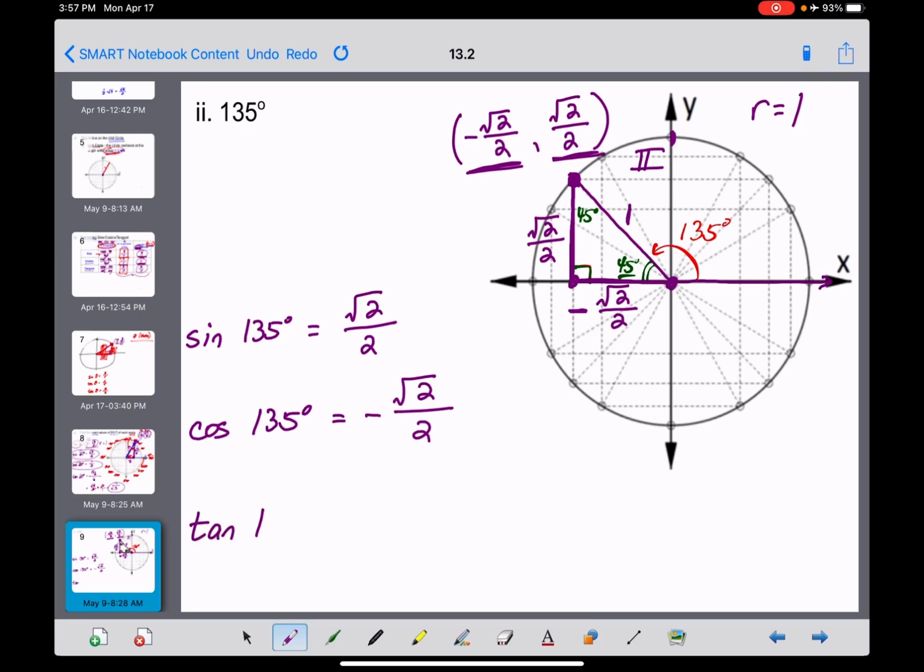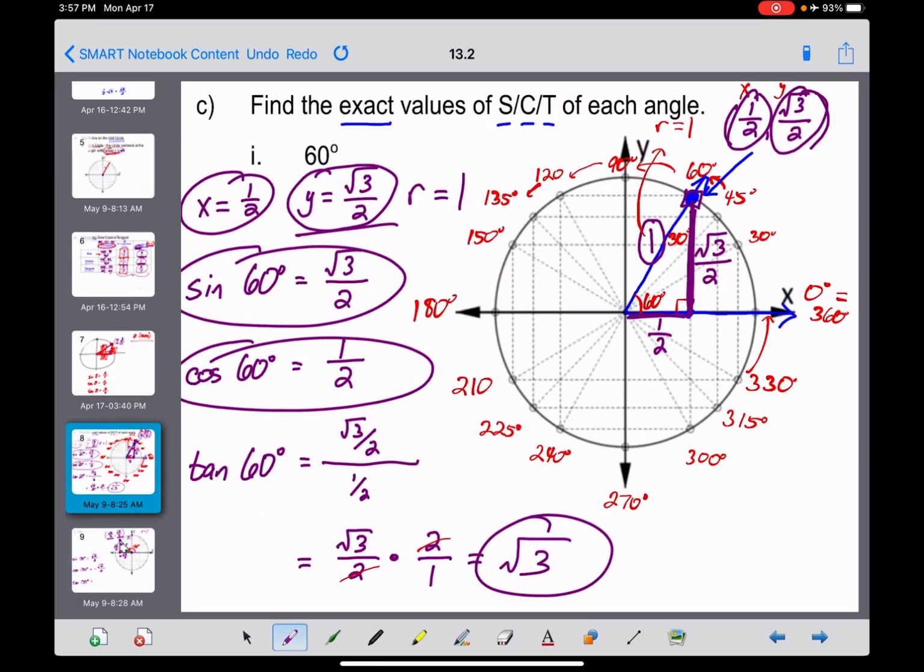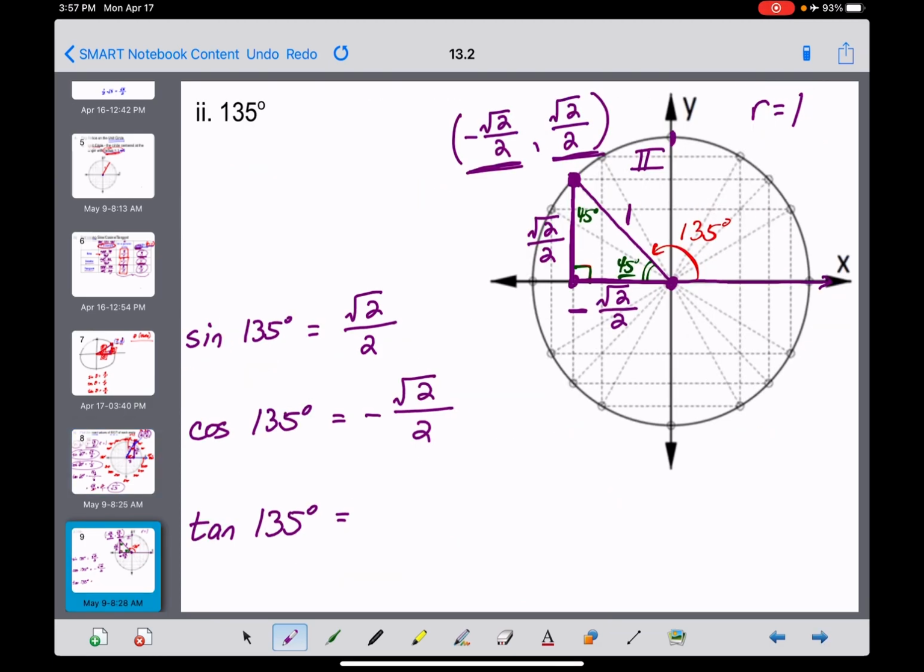Now, you're going to like this one, though. The tangent of 135 degrees. Tangent was the hardest of the three back here a moment ago when we did 60 degrees. But in this case, guys, it's not as bad. The definition of tangent is y over x. Here was your y coordinate, so that's going to be root 2 over 2 divided by this x-coordinate right here, which is negative root 2 over 2.